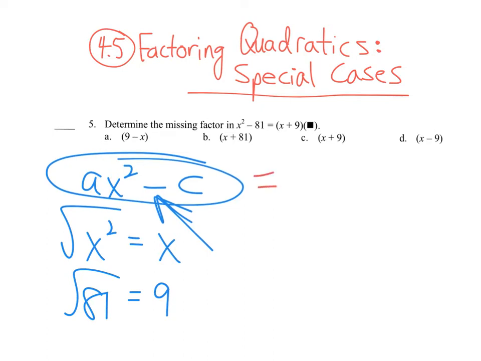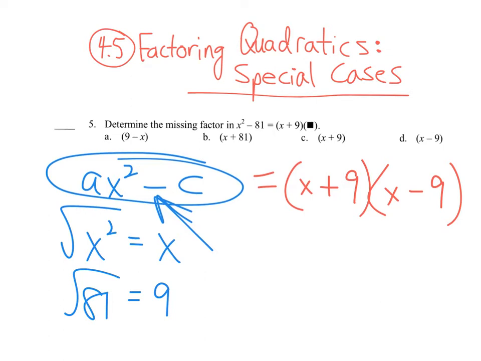So we write our equal symbol. We open up two brackets. And first goes the square root of x squared. Second goes the square root of 81. And in order for bx to cancel, one needs to be addition and one needs to be subtraction.